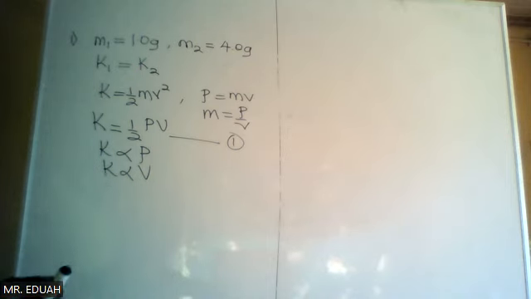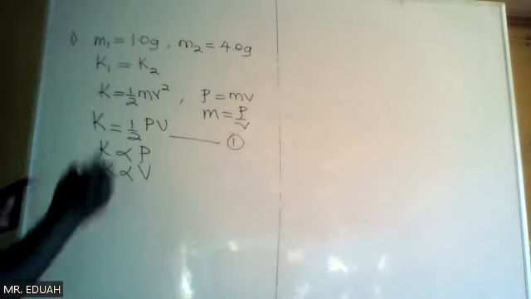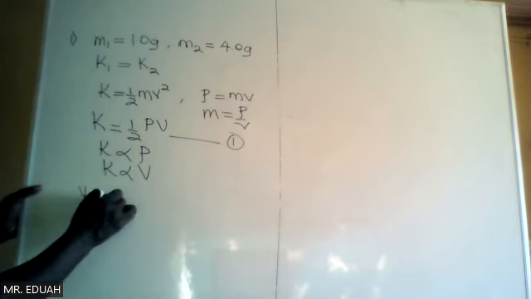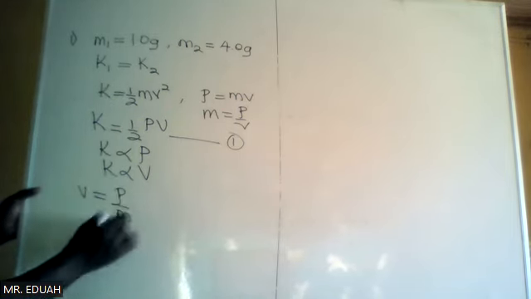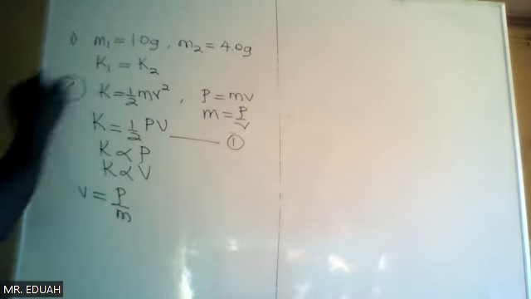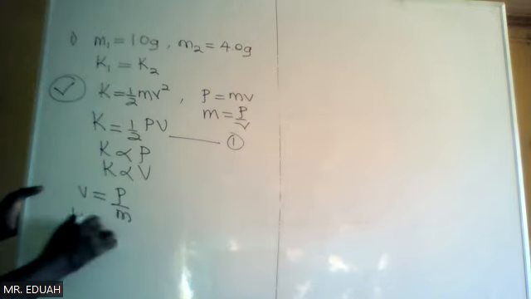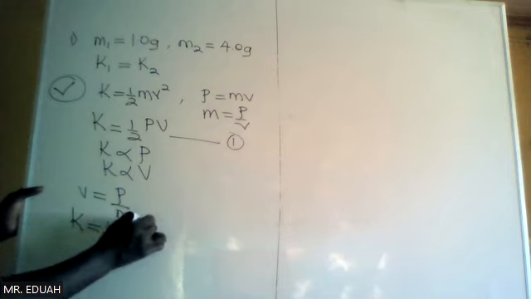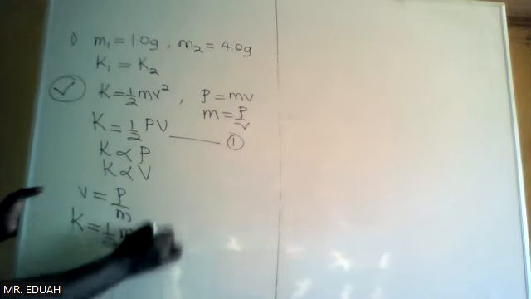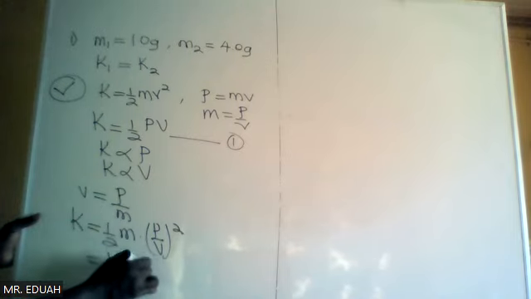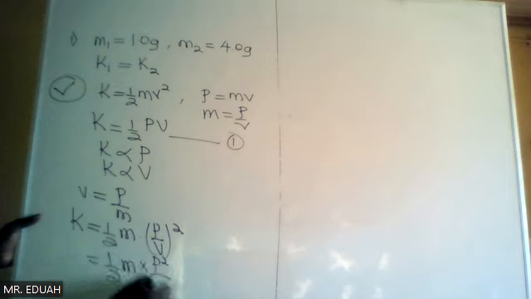Class, are you there? Yes, please. Then let's make V the subject. V is equal to P over M, and substitute into the kinetic energy equation. So K is equal to half M times (P over M) squared.